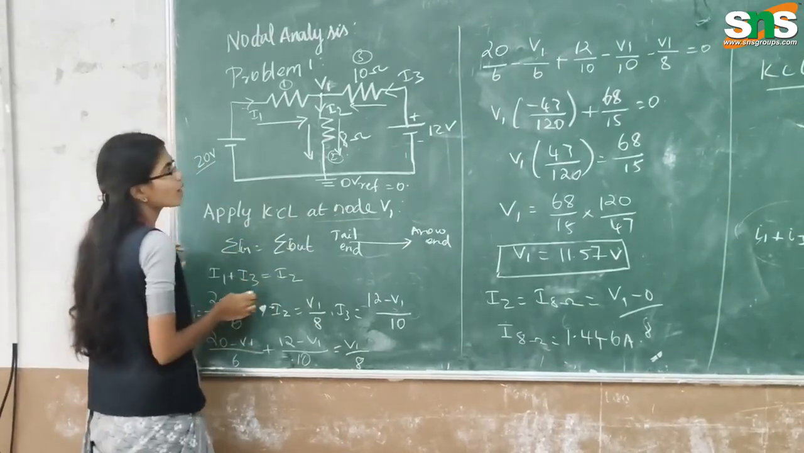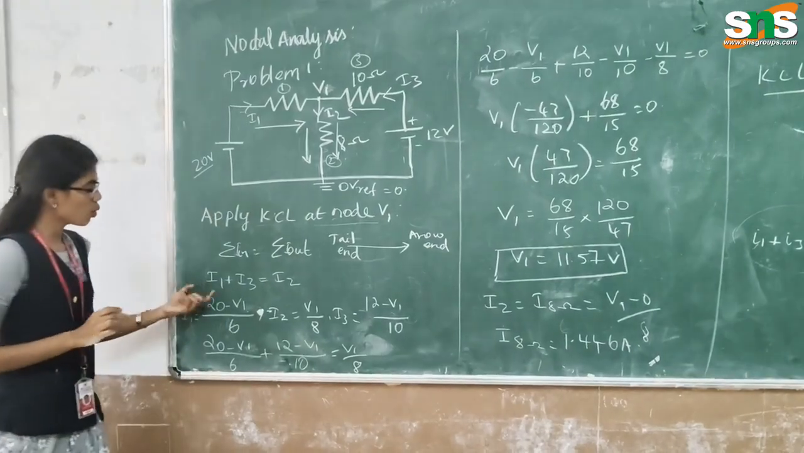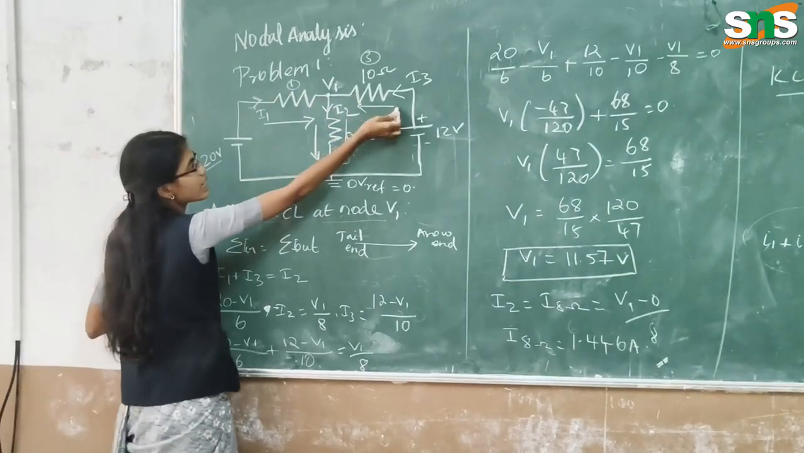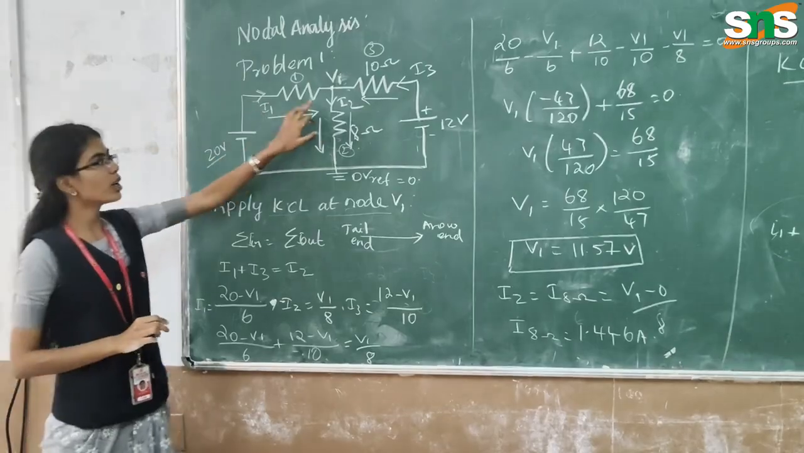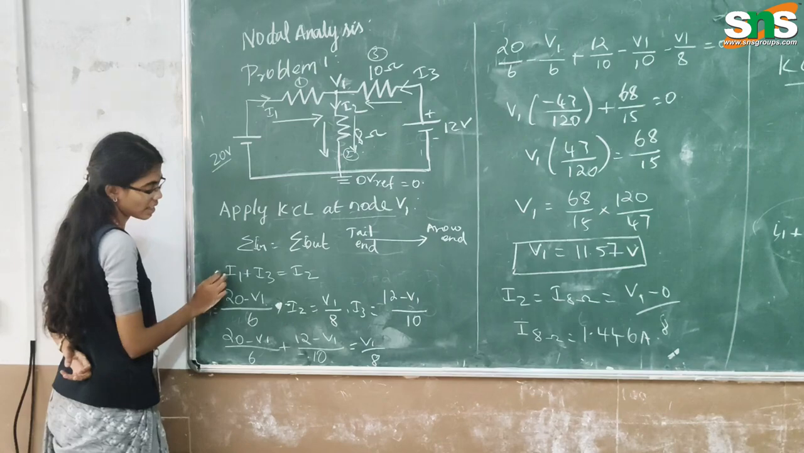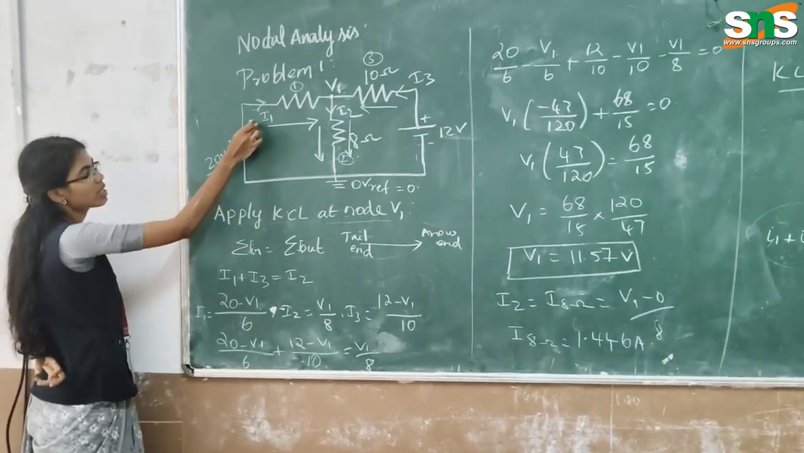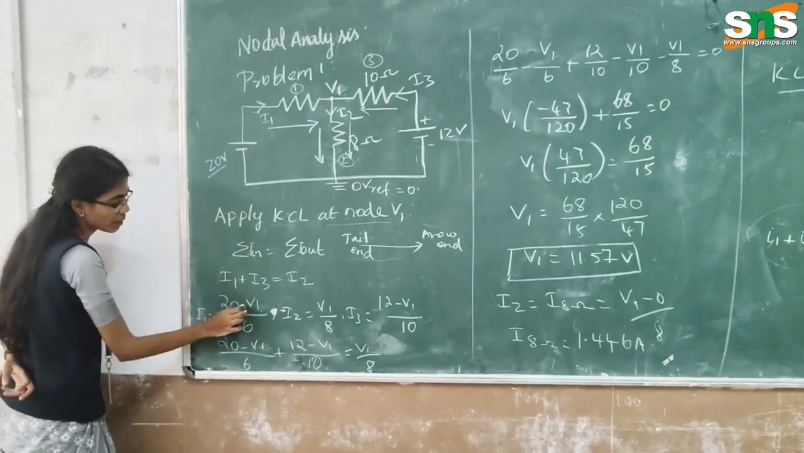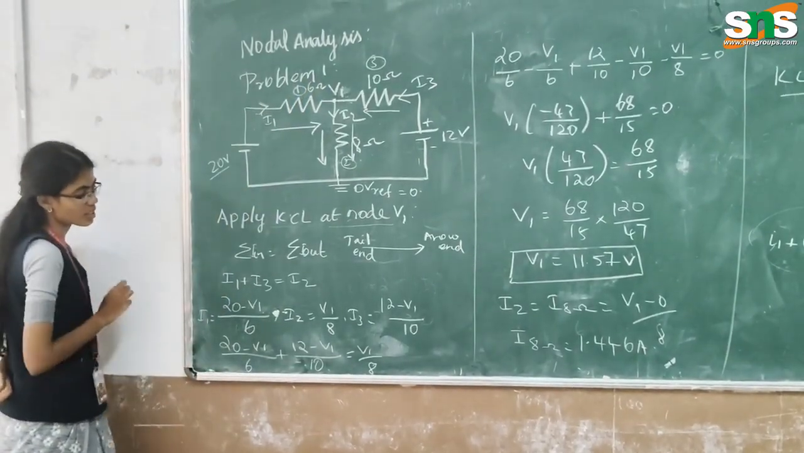So in KCL, at node 1 with voltage V1, the tail end is 20 volt and the arrow end is V1. For the incoming and outgoing currents, I1 acts as an incoming current, I3 is also an incoming current, and I2 is an outgoing current. So the algebraic sum is I1 plus I3 is equal to I2. I1 has the 20 volt as the arrow tail end and V1 as the arrow end. So 20 minus V1 divided by the resistance across this voltage source, which is 6.